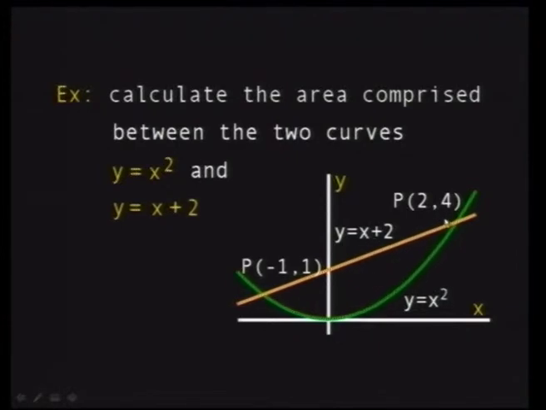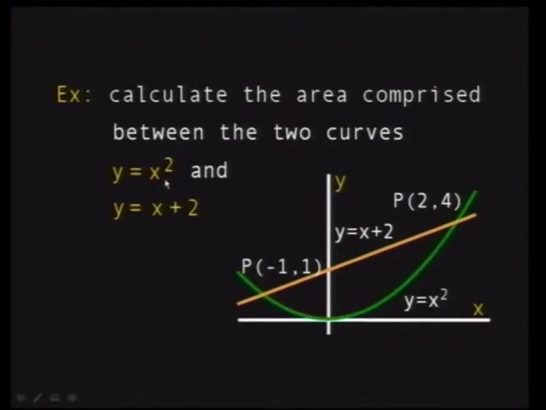How can you get these 2 points here? All you have to do is solve these two curves together. In other words, you set x squared equal to x plus 2, or x squared minus x minus 2 equal to 0, and get the roots. You directly get the result that you have two roots here. One is at minus 1, and one is at 2.